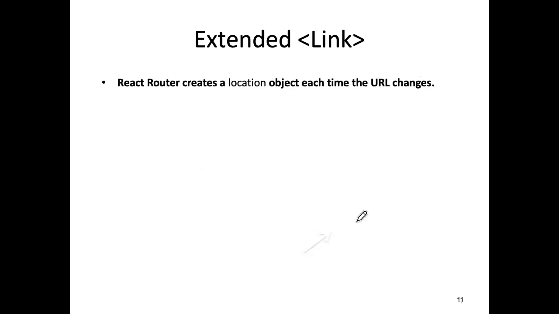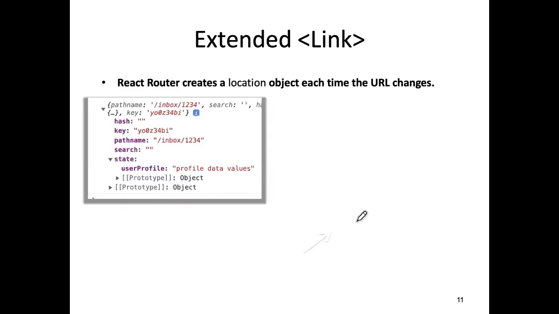Now, before I talk about the hook, every time the browser's URL address changes, the React Router library creates an object called the location object. And that location object contains information about the new value of the browser's URL address and properties of the new URL address that's in the browser. And it puts this into an object which we refer to as the location object. I did a console.log of the location object from my inbox component, and this is what it looks like. Now, most of the properties of this location object are not of any particular interest to us.